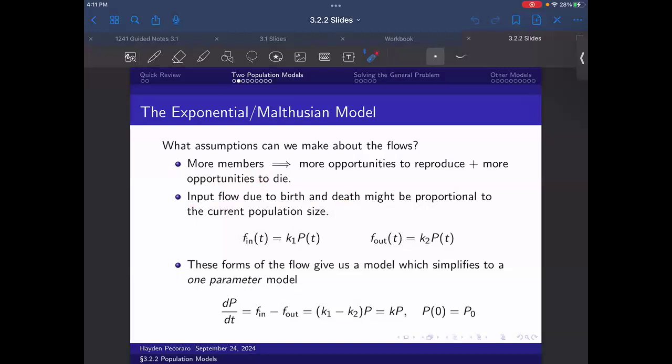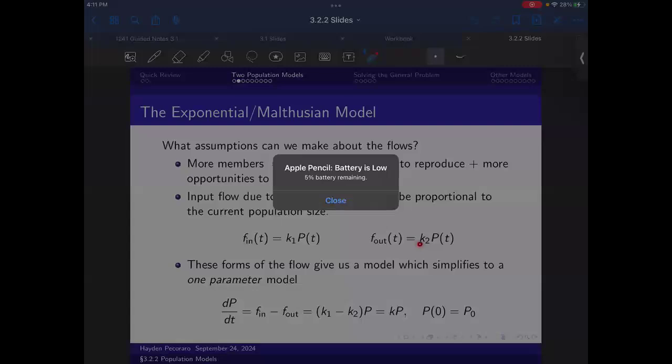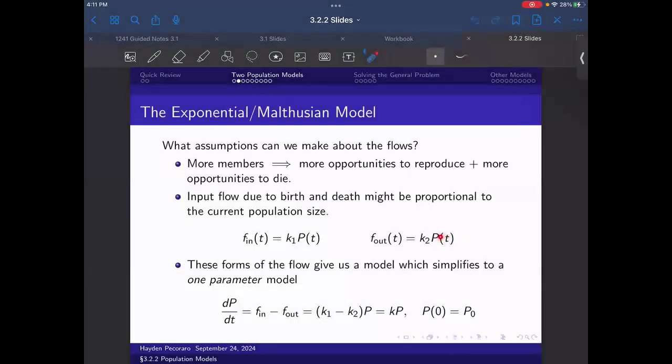I phrased that weirdly: flows due to birth and death might be proportional to the current population size, right? Using this reason, we get this formula for the inflow, which is some proportionality constant times the current population. And then the outflow, same thing, a different proportionality constant times the current population.